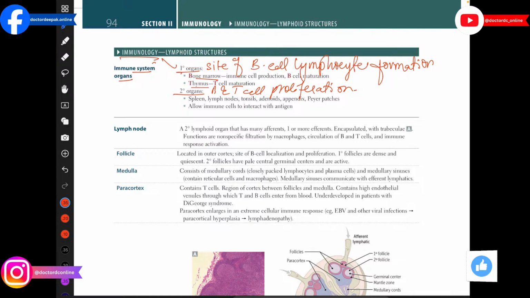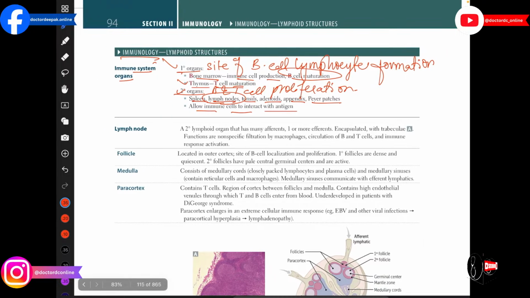In the bone marrow, there is immune cell production and B cell maturation. In the thymus, it will be T cell maturation. In secondary organs, we have the spleen, lymph nodes, tonsils, adenoids, appendix, and Peyer's patches, and these allow immune cells to interact with antigens. And now, first, we are going to read about the detailed structure of lymph nodes.